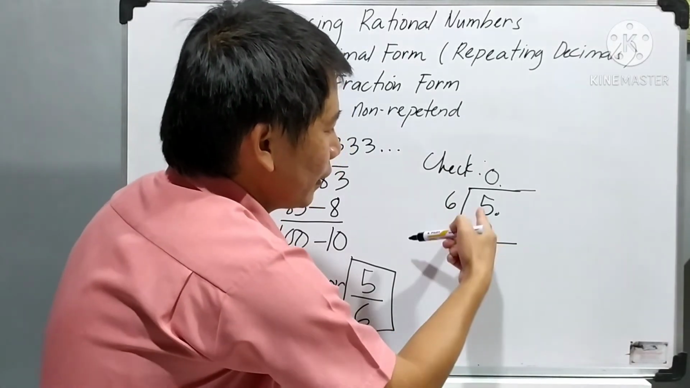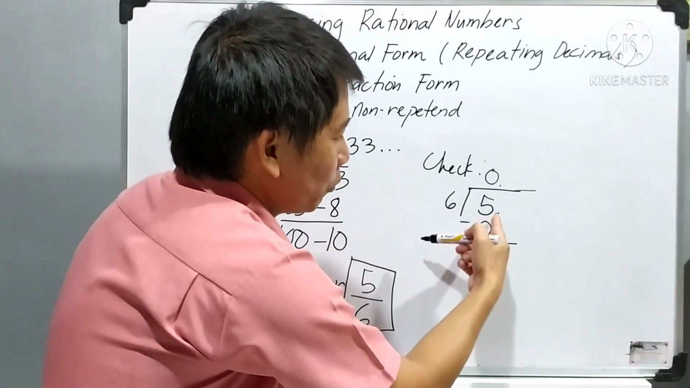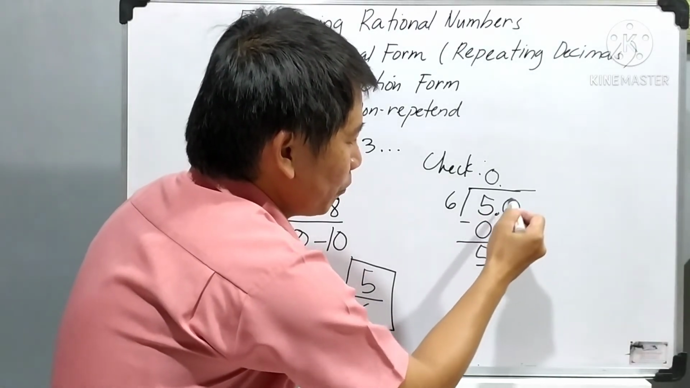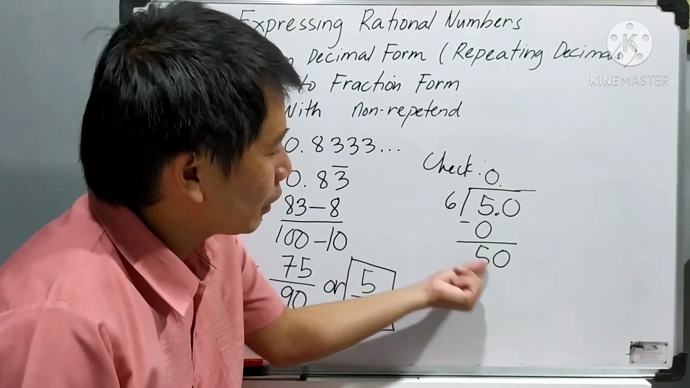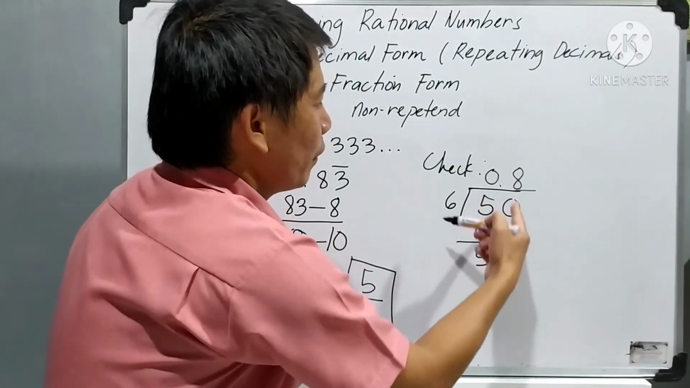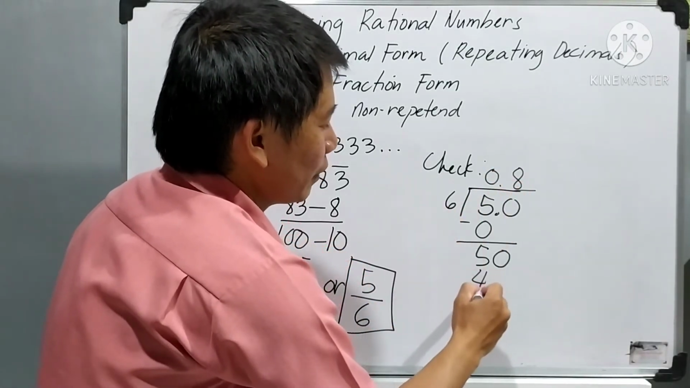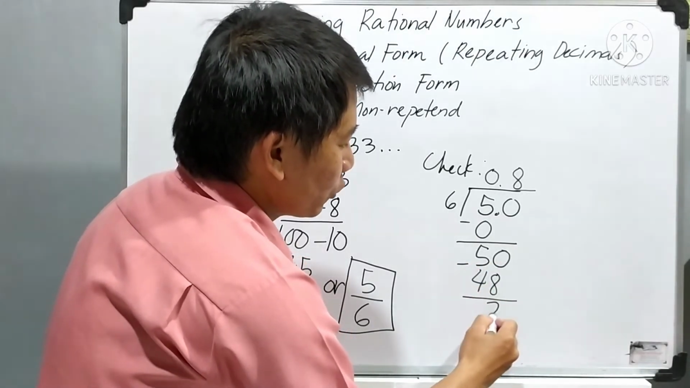Subtract, that is 5 minus 0 is 5. So add 0 here and bring down that 0. So our new dividend is 50. So 50 divided by 6 is 8. And then 8 times 6 is 48. Subtract, 50 minus 48 is 2.